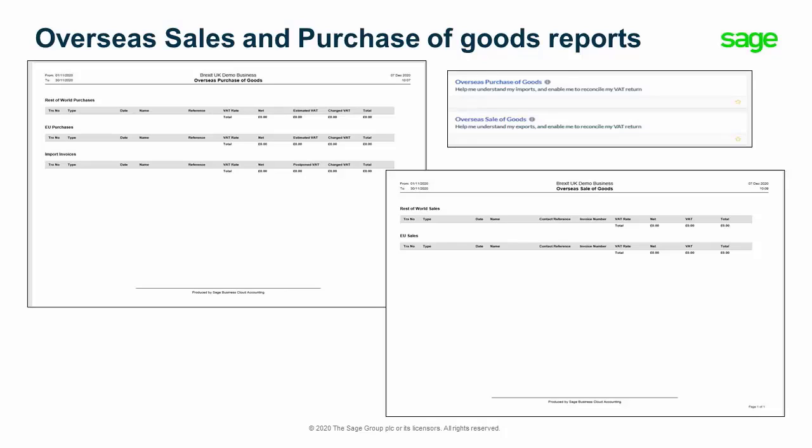There is also the Overseas Sales of Goods report which allows you to differentiate between your rest of the world and EU sales.